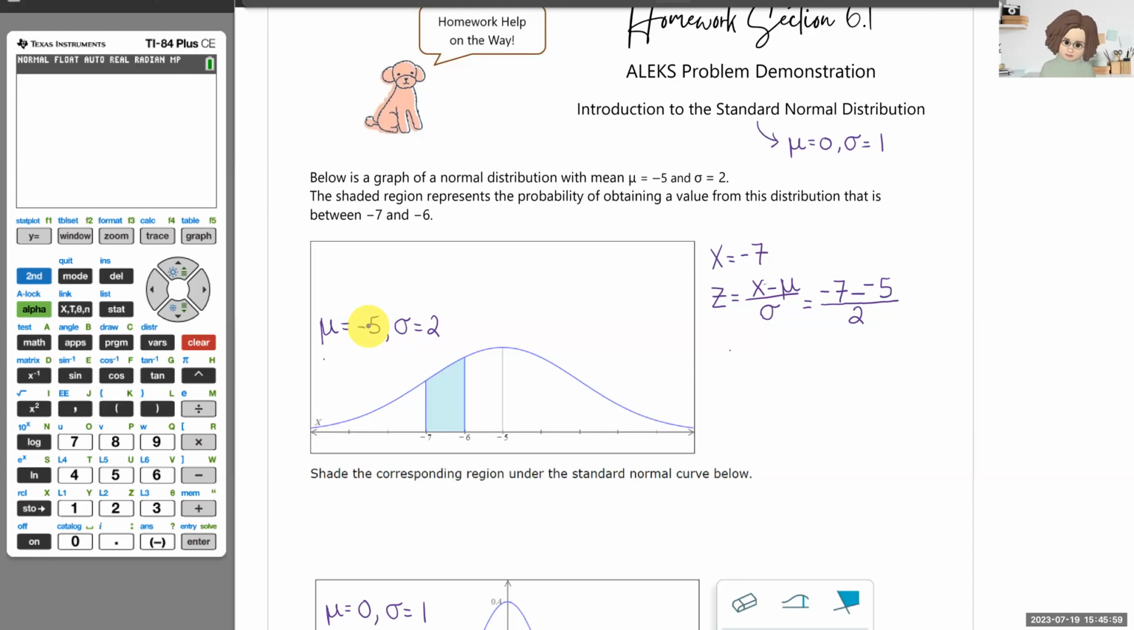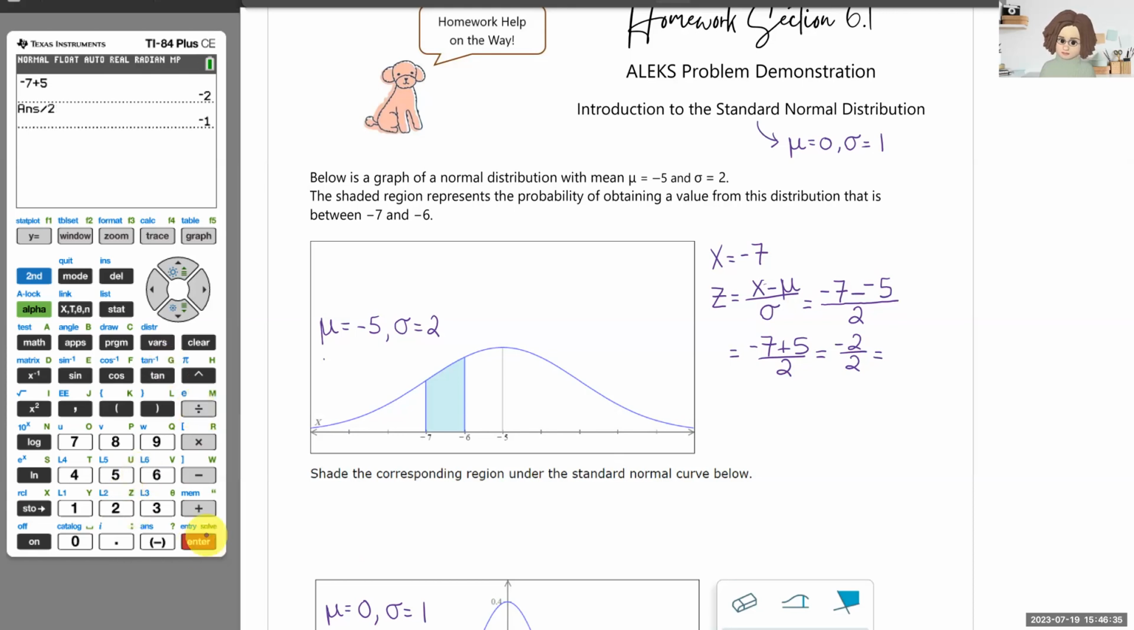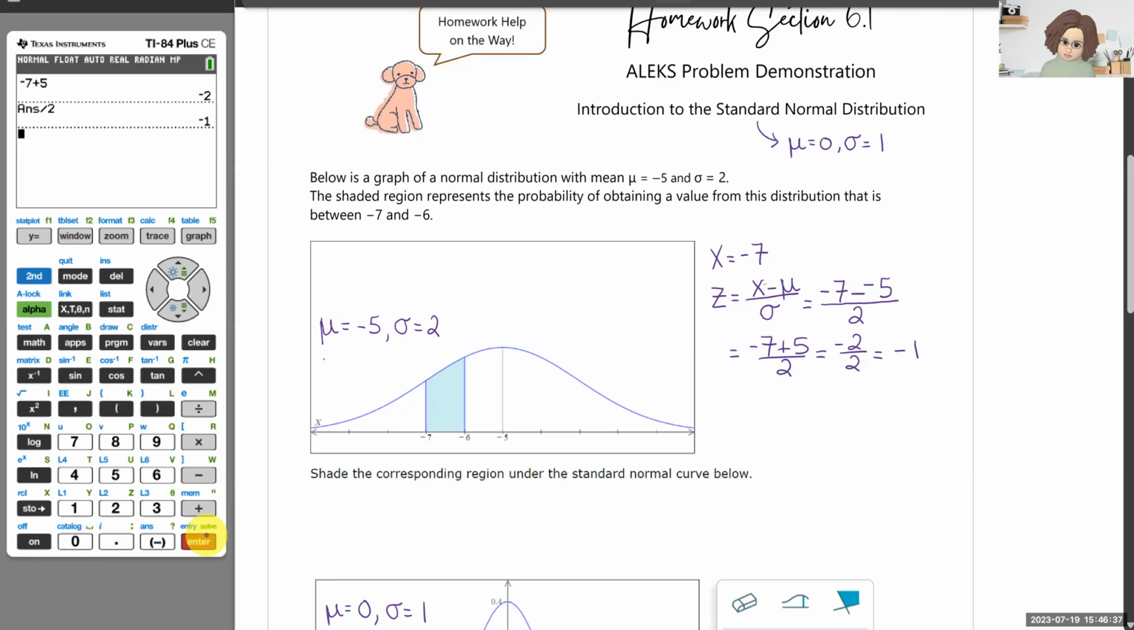All right, so let's just simplify here. Subtracting a -5 would be the same as adding. So -7 plus 5, divided by 2. And just keep in mind always order of operations. So we would do the numerator first, and you can always use your calculator for help here. So -7 plus 5 is -2 in our numerator. And then divide that by 2, and you will get -1. All right, so we'll graph that in a moment.